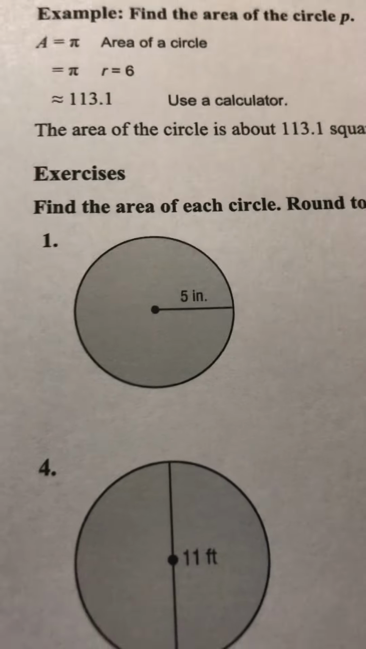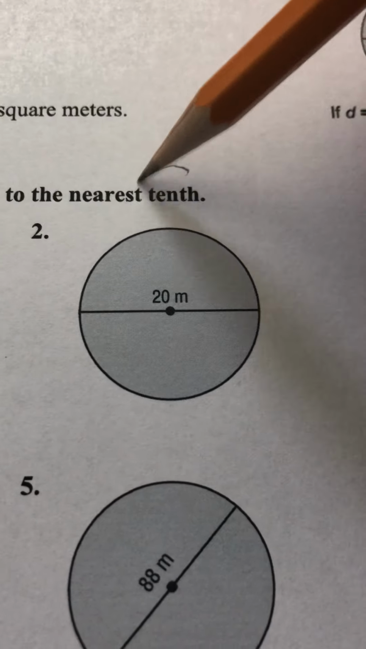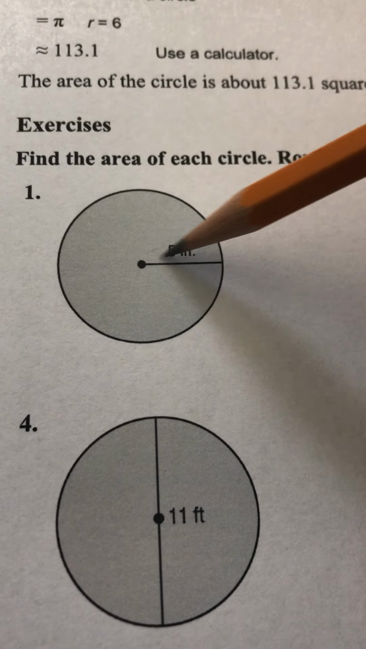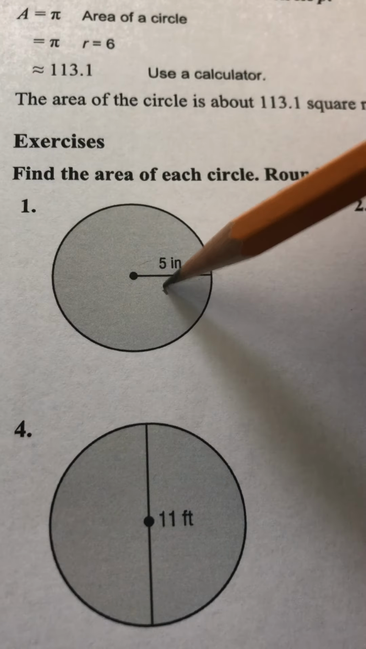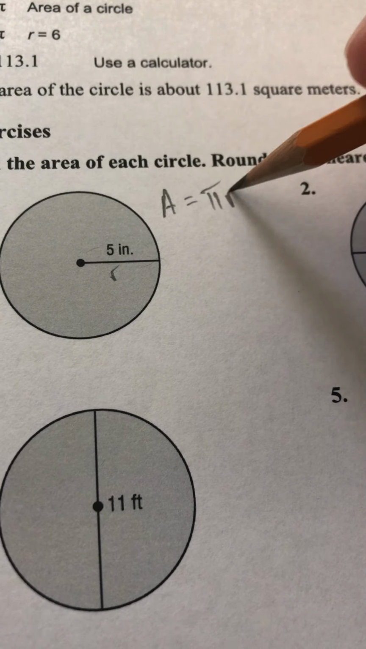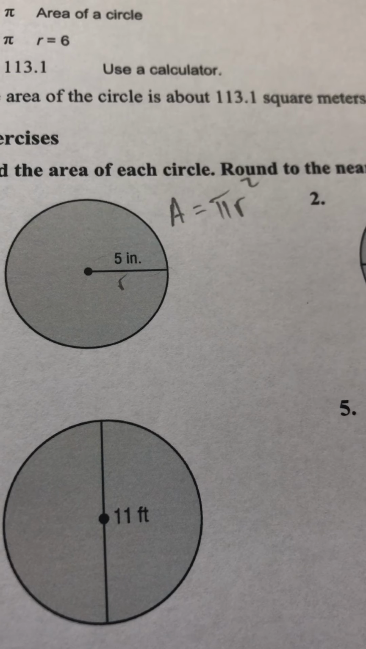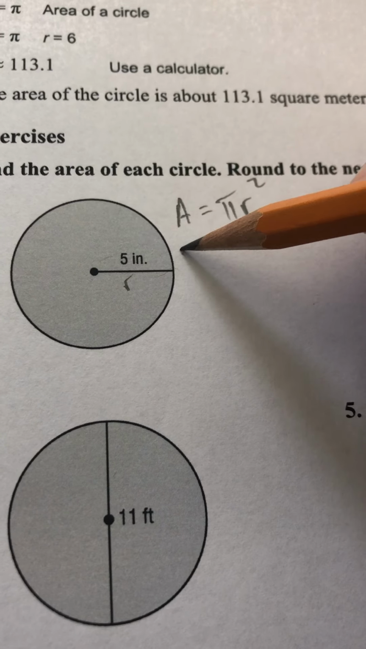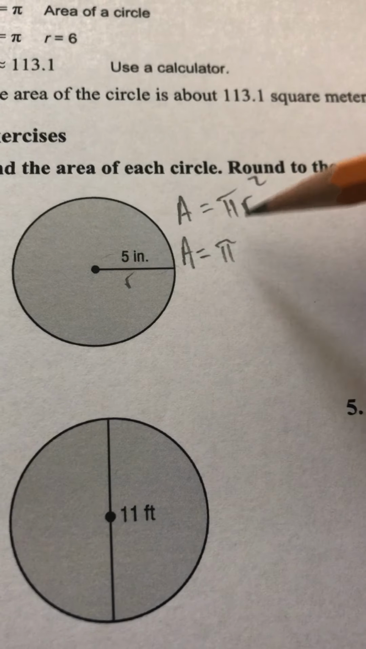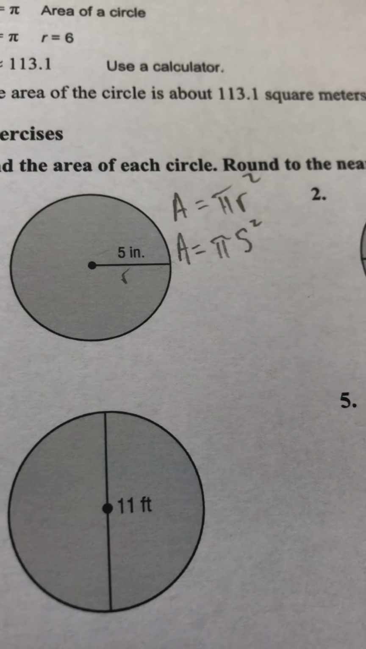All right, let's do a couple problems together. We have to find the area. It says round it to the nearest tenth. The area of this circle has a radius of 5, so this is the radius. So area equals pi r squared. Got to write down my formula. A, we're trying to figure it out, equals pi, which is always pi. R on this problem is 5, so don't forget to square it.